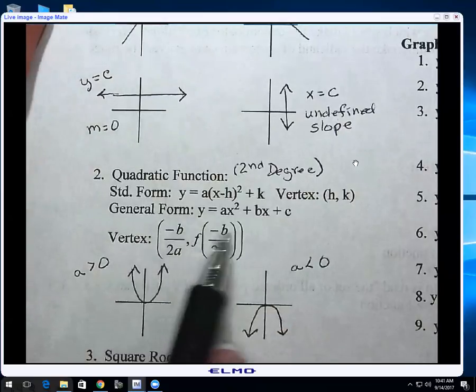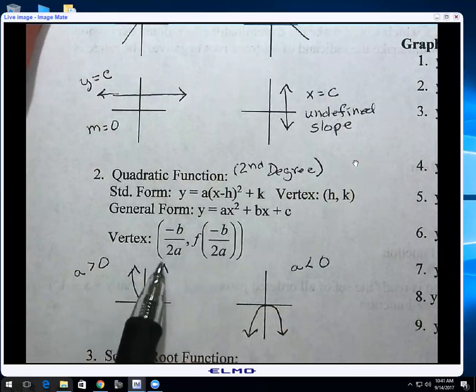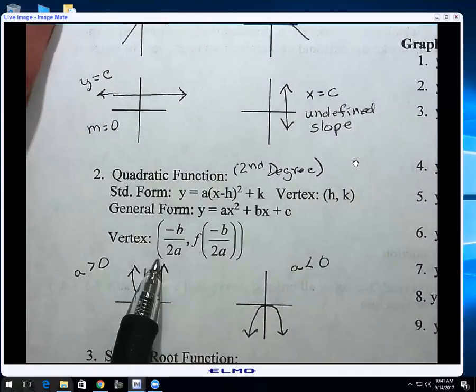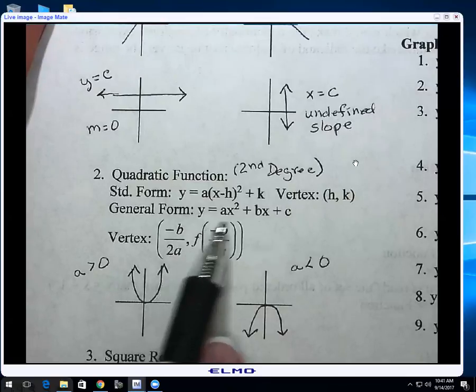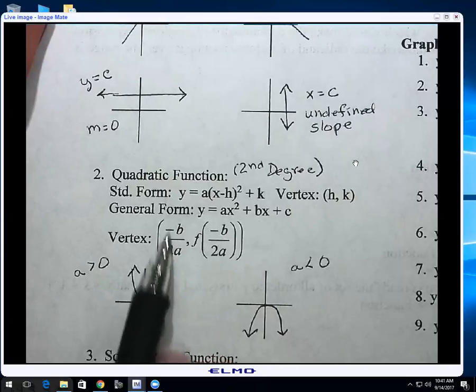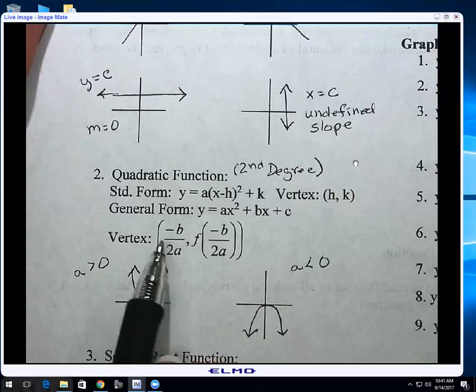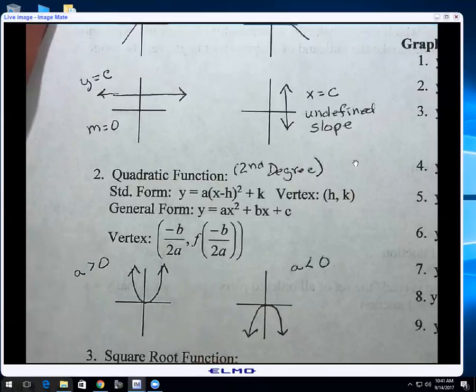If the equation's in general form, that little formula ring a bell? Negative b over 2a is how you find the vertex of the parabola. You peel off the coefficients a and b, plug them into that formula. That's the x coordinate of the vertex. You plug the x in to get the y coordinate of the vertex.